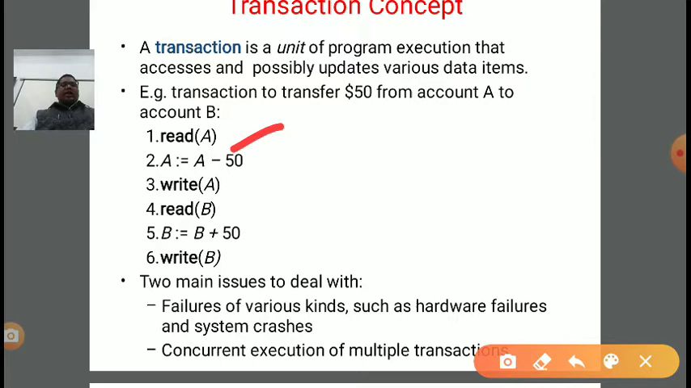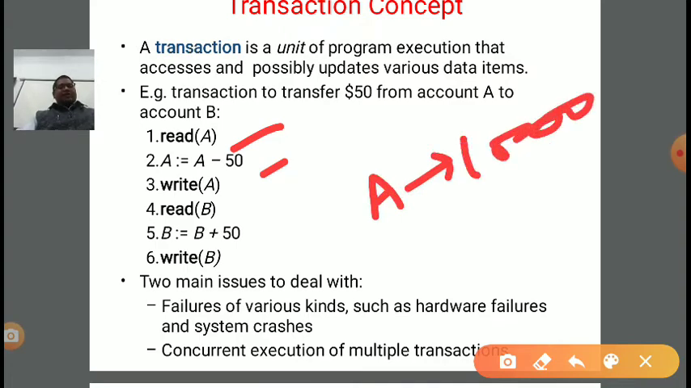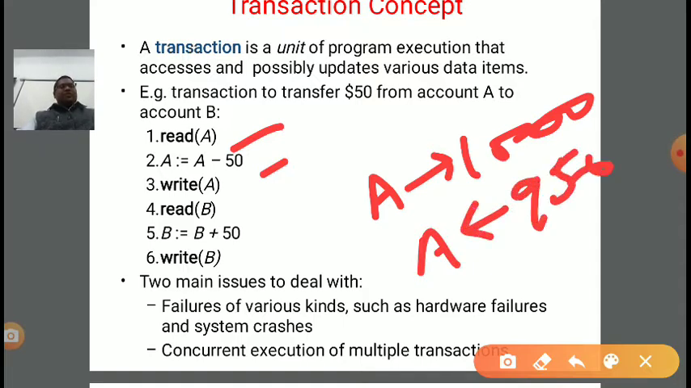So how to do that? A equal to A minus 50, with the help of assignment, and assignment works from right to left. So on the right side A minus 50, A will be updated with A minus 50. Initially suppose A is having 1,000, now after the second step A will have 950 because 50 has been deducted from it, right? Now the third step is write A. Now we need to update this A value with 950 in the database.